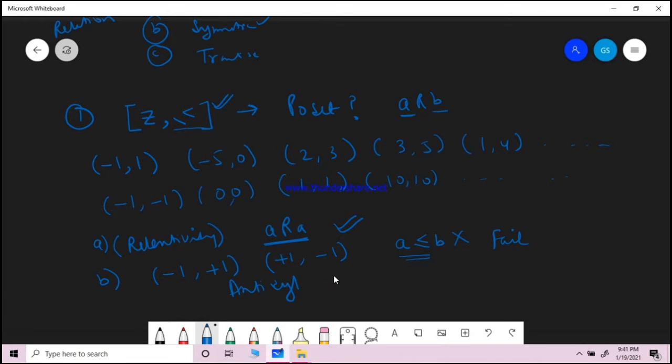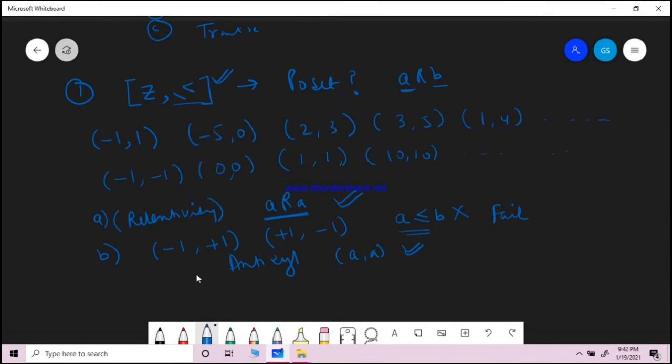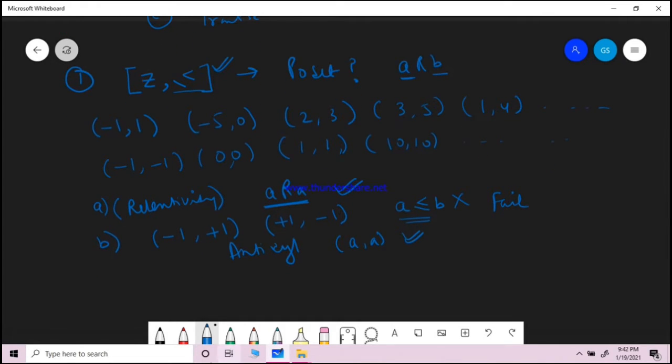In the case of anti-symmetric, we only consider the diagonal elements. All the diagonal elements are present as this is reflexive, so this is also anti-symmetric. Simply, to check if this is anti-symmetric or not, you have to first check for symmetry, prove that symmetry is violated in this case, and that reflexivity is present. So this is also anti-symmetric. And the third thing that you have to prove is that this is also a transitive relation.